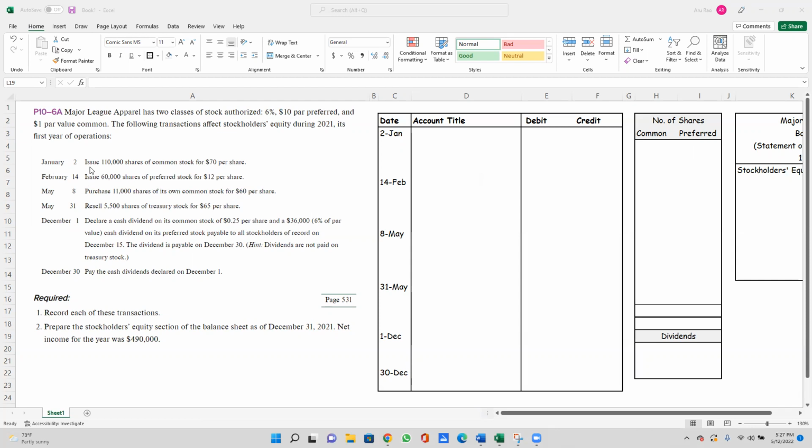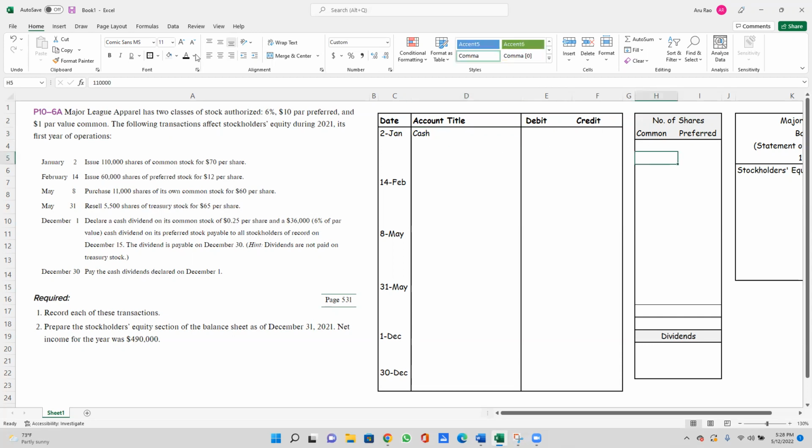On January 2nd, we issued 110,000 shares of common stock for $70 each. Now remember, the common stock has a par value of $1 each. So let's start out with, I issued stock, which means I got cash. So let's start with the first part that's easy. I'm going to debit cash. I got $70 from each of the shares that I issued. I issued a total of 110,000.